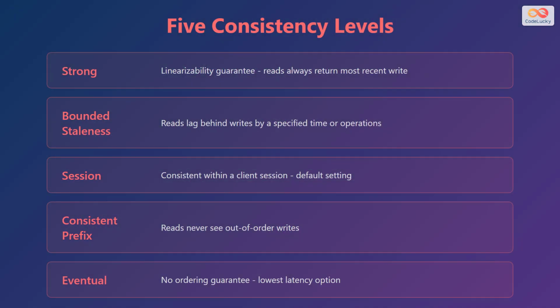Cosmos DB offers 5 consistency levels to balance between data consistency and performance. Strong consistency provides linearizability guarantee, ensuring reads always return the most recent write, but with higher latency. Bounded staleness lets reads lag behind writes by a specified time or number of operations. Session consistency maintains consistency within a client session and is the default setting. Consistent prefix ensures reads never see out-of-order writes. And eventual consistency offers no ordering guarantee but provides the lowest latency. You can choose the level that best fits your application's requirements.